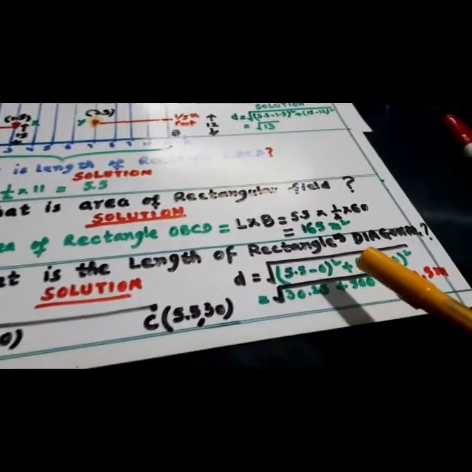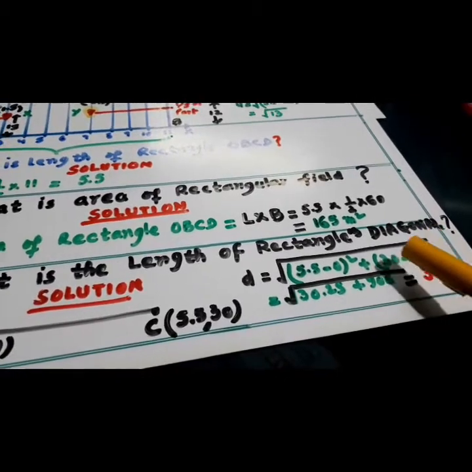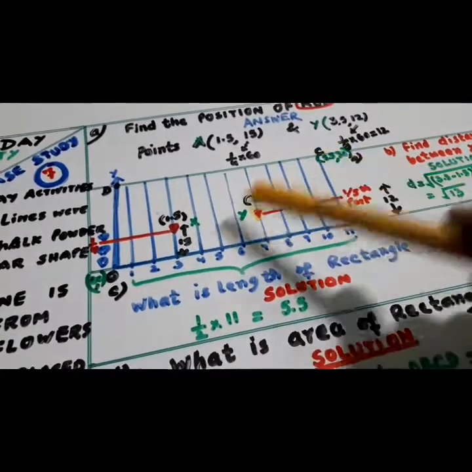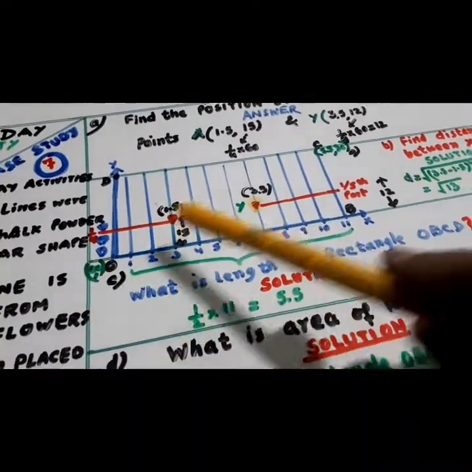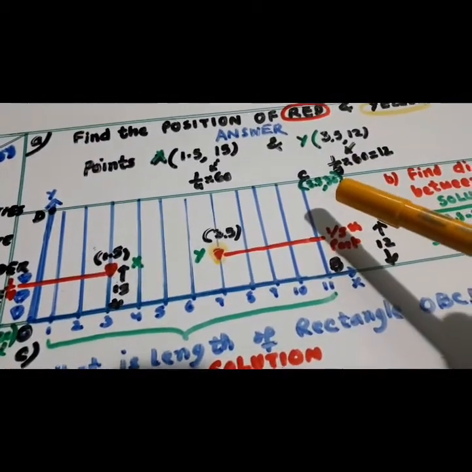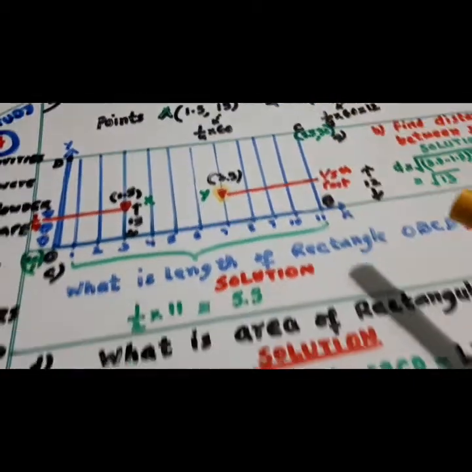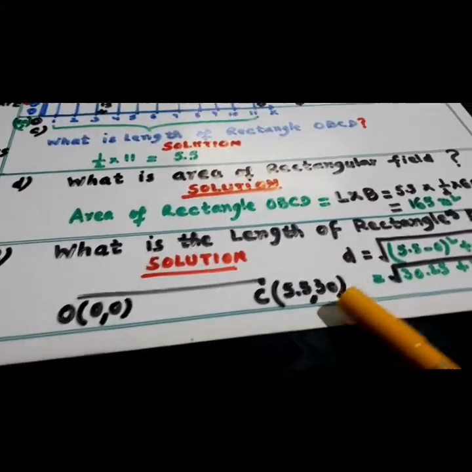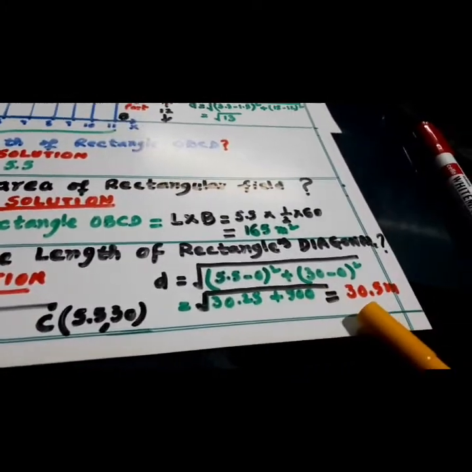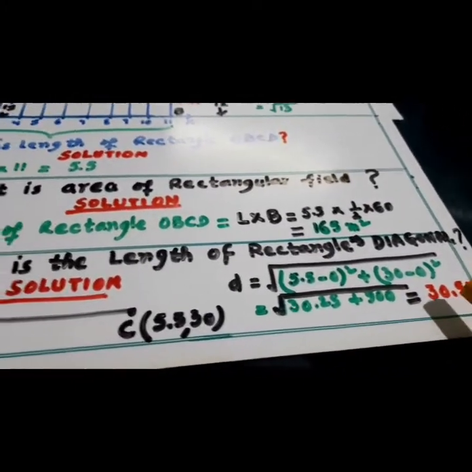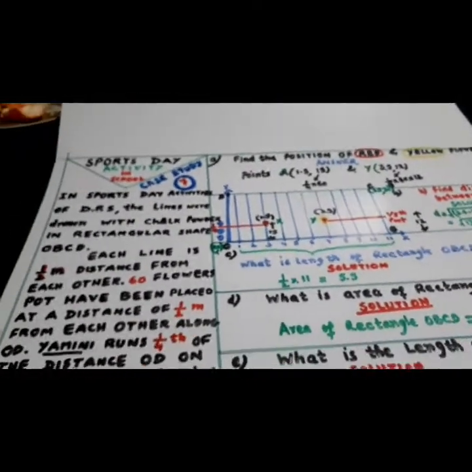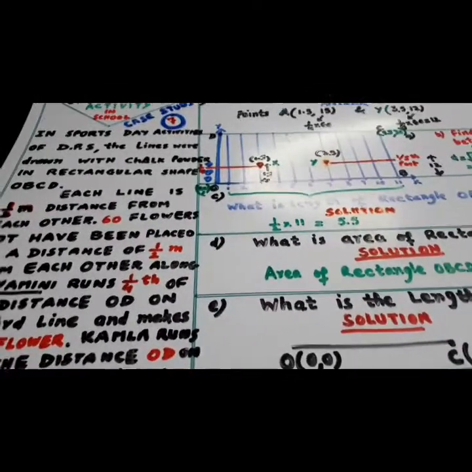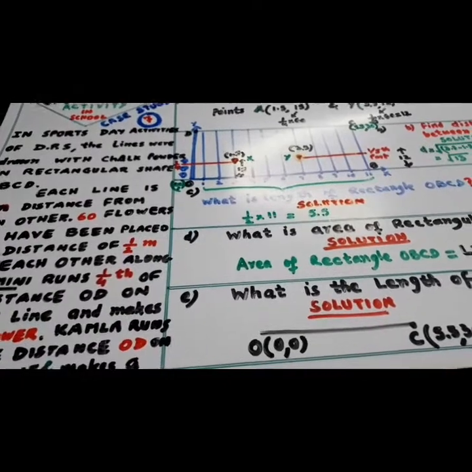What is the length of the diagonal of this rectangle? This is 0, 0. This is 5.5, comma 30. So let us find the distance between 0, 0 and 5.5, comma 30, and on applying the distance formula, the distance will come 30.5. That's all. Very easy questions are there, and you have to understand the case properly so that you are able to attempt the question correctly.